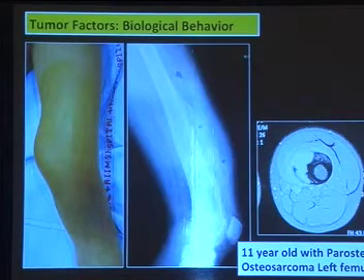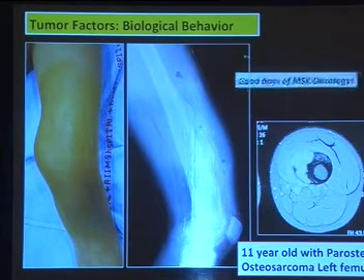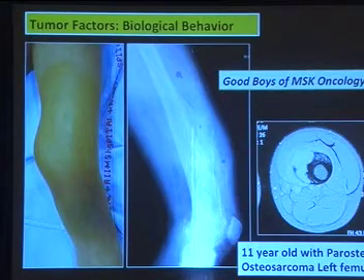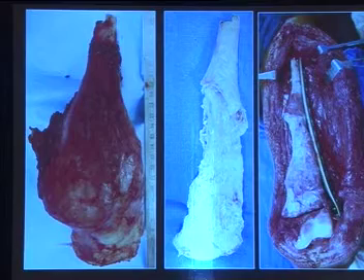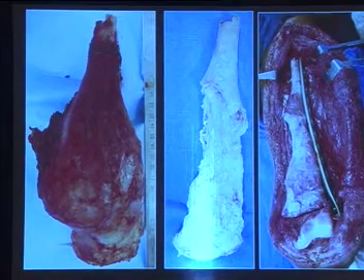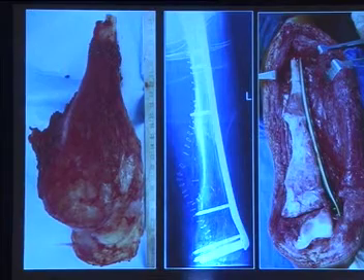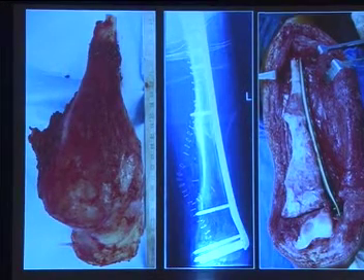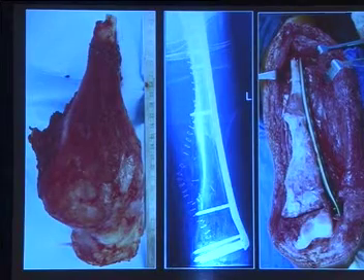So that's an 11-year-old with a parosteal osteosarcoma of the left femur. Now, parosteal and surface osteosarcomas are the good boys of musculoskeletal oncology. They're usually low-grade tumors. Of course, there is a dedifferentiated variant. The tumor was taken out, a step cut osteotomy was done, and the tumor was fixed back, and that's the immediate post-operative X-ray. So there are tumors which behave badly and tumors which behave well, and knowledge of this fact should have a bearing on limb salvage surgery.